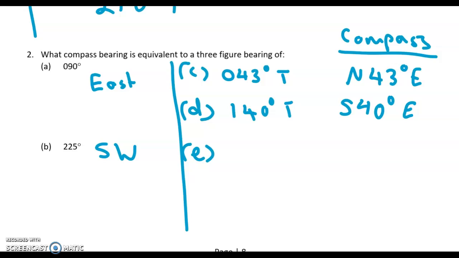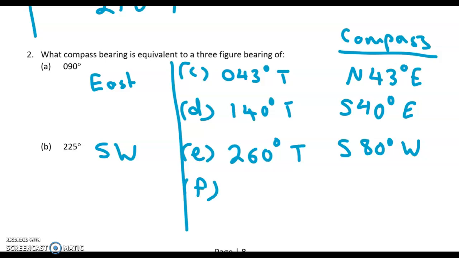Two more, 260. That's in the southwest sort of quadrant. And so that's going to be south. How far towards the west? Or 80 degrees west. Because 270 would be another 90 degrees on, which we know is west. And the last one there, 357. That would be in the quadrant of northwest. So it'd be north 3 degrees west.